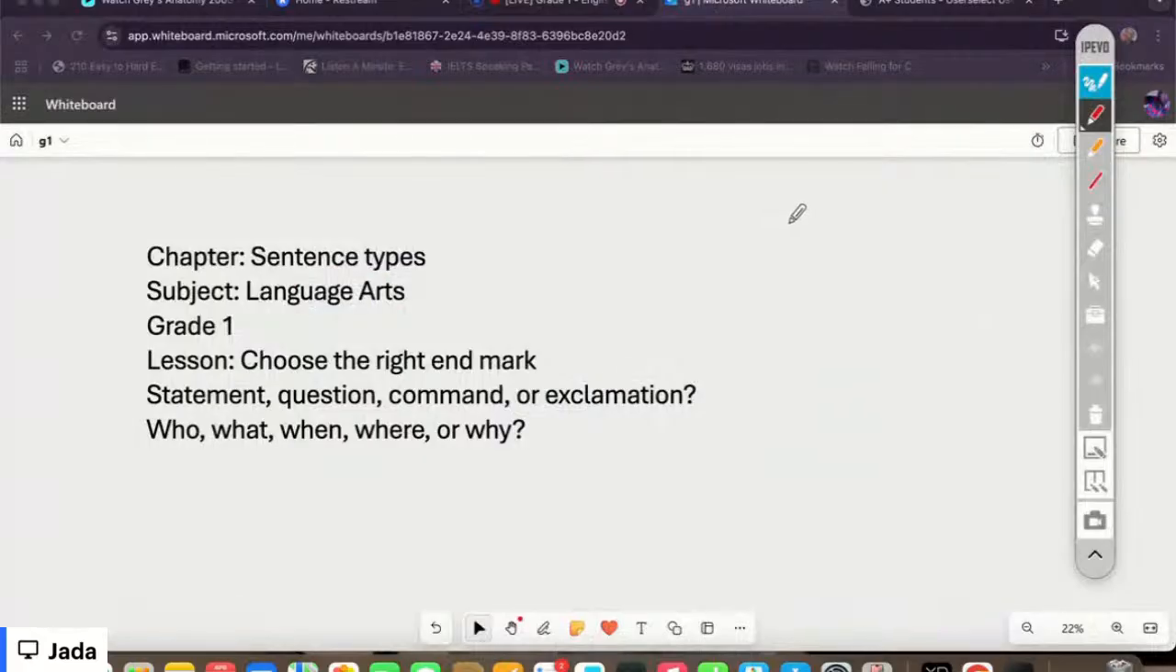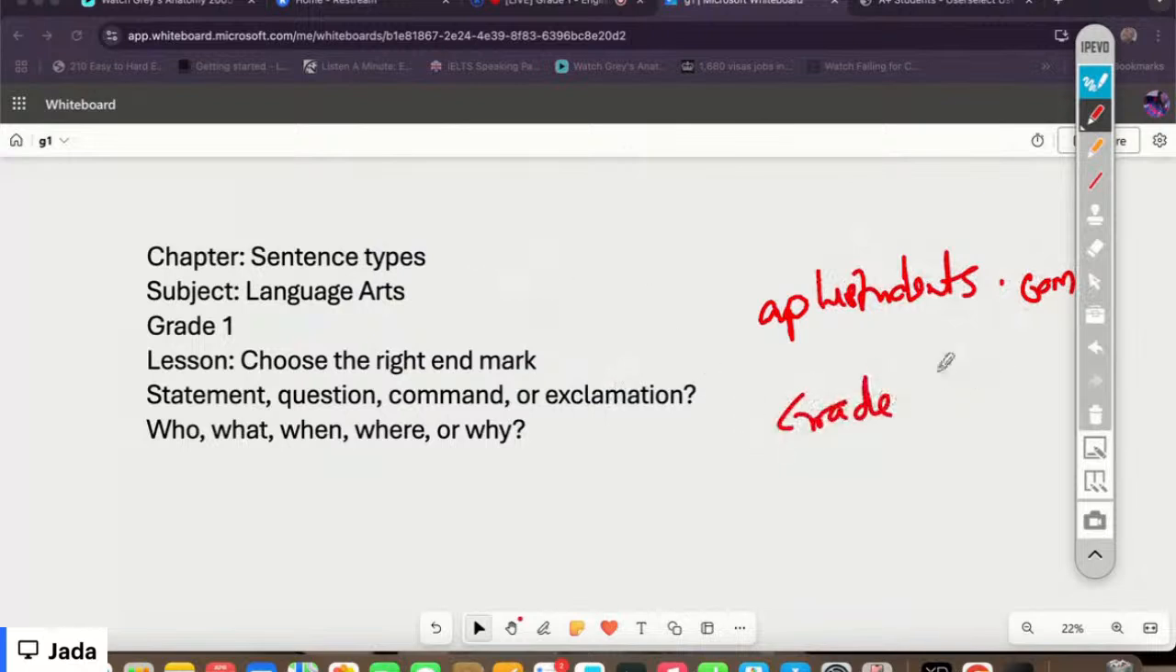Today we will finish our lesson on the sentence type. First, you have to log in using aplusstudent.com. Click on your name, move on to language at the grade 1. Chapter is sentence type. The lesson is choose the right end mark. Statement, question, command, or exclamation. Who, what, when, where, or why.